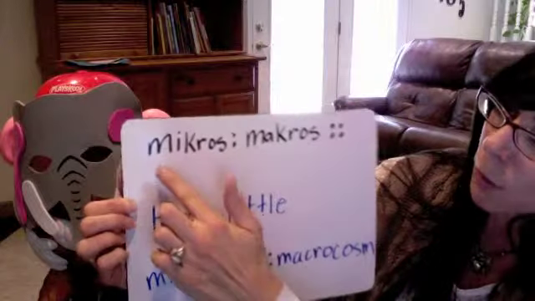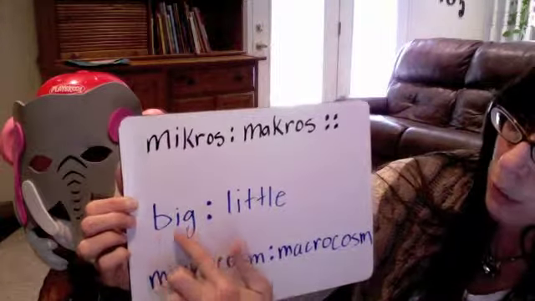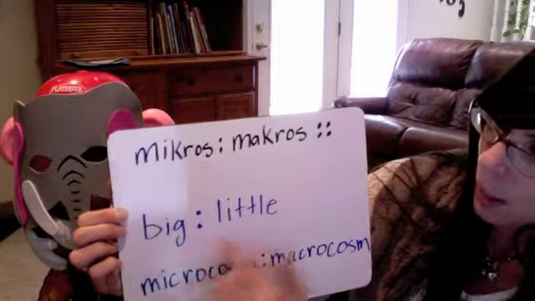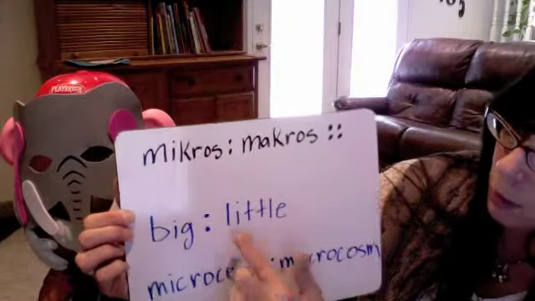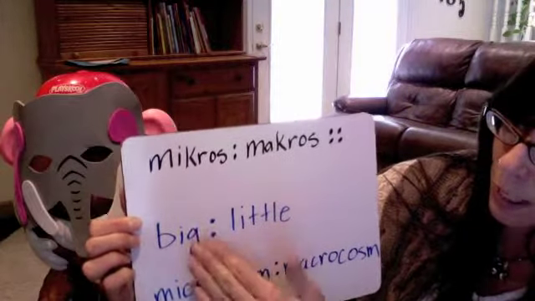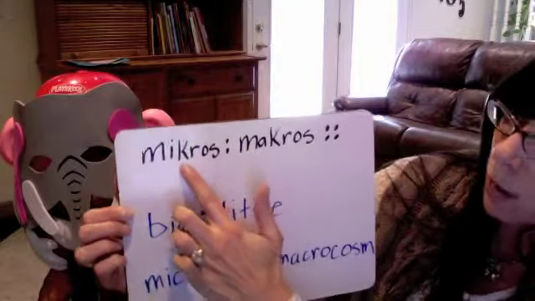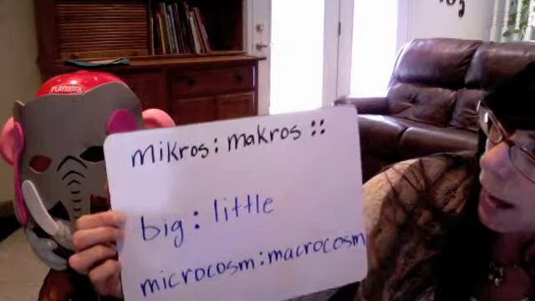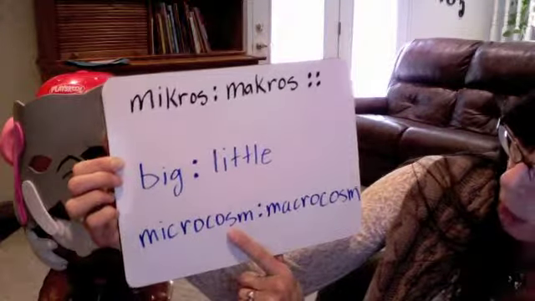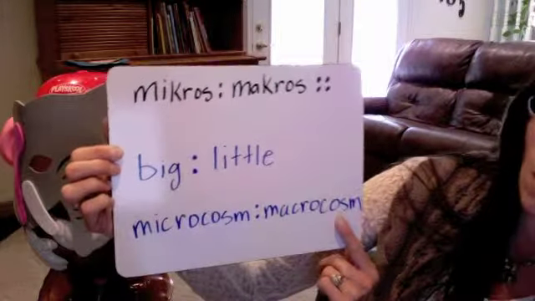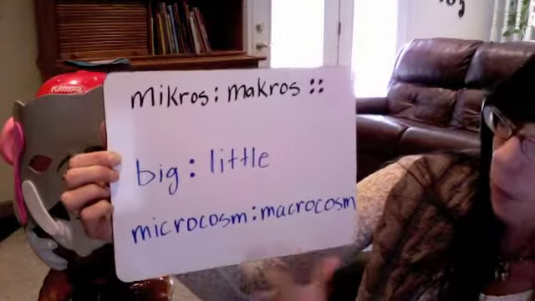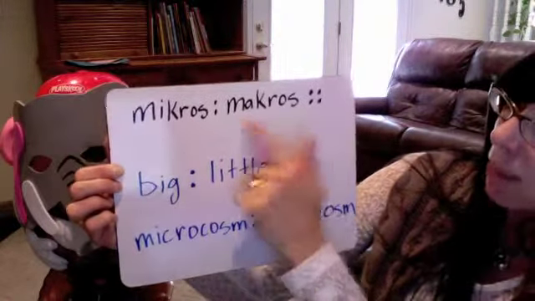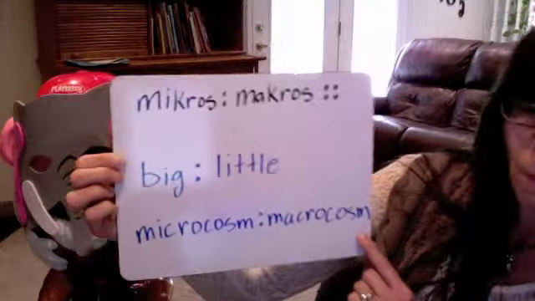That does not work because remember, the first word, macros, has to relate to the first word down here. And micros means small. So maybe if little was right here, it would work. And if big was on this side, because macros does relate to big, but they have to be on the same side of the semicolon. So micros is to macros as, let's see if this one works. Microcosm is to macrocosm. Now micros is the root word for microcosm, and macros is the root word for macrocosm.